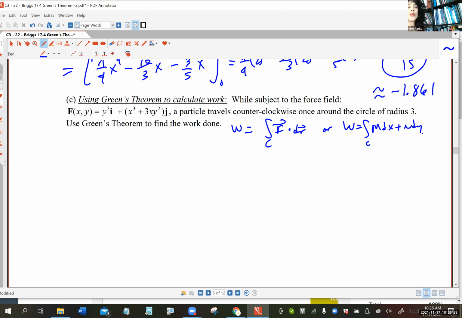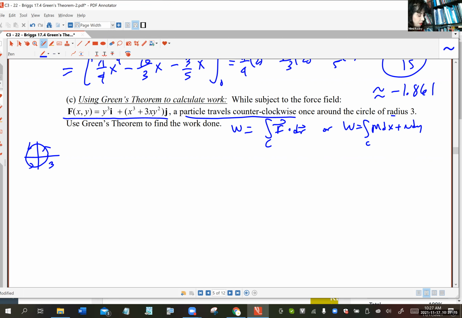But we're not even going to do a line integral because we know if we have a closed curve, simply connected region, we're not even going to do the line integral. We're going to set up the double integral. Yeah, more fun. So here's the vector field: y cubed i hat plus x cubed plus 3xy squared j hat. And the particle travels counterclockwise once around a circle of radius 3. And so we can draw the picture of the curve. Okay, we'll assume it's a circle of radius 3 centered at the origin right there.